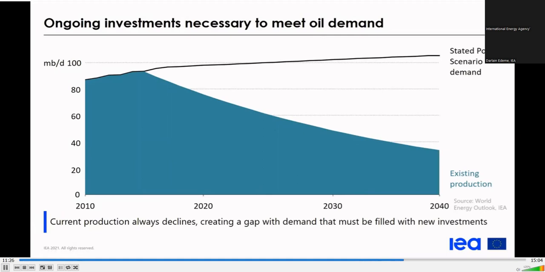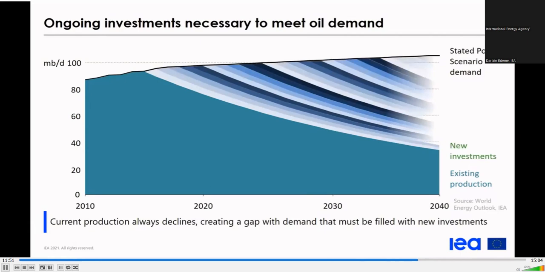So if we want to fill the gap and to continue meeting the demand, we need to invest in new fields. One new investment will bring additional resource to the market, but this field will decrease over time. And this will be the case for all new fields. So there is a need to invest, and to invest continuously, to ensure that there is a match between demand and existing production.